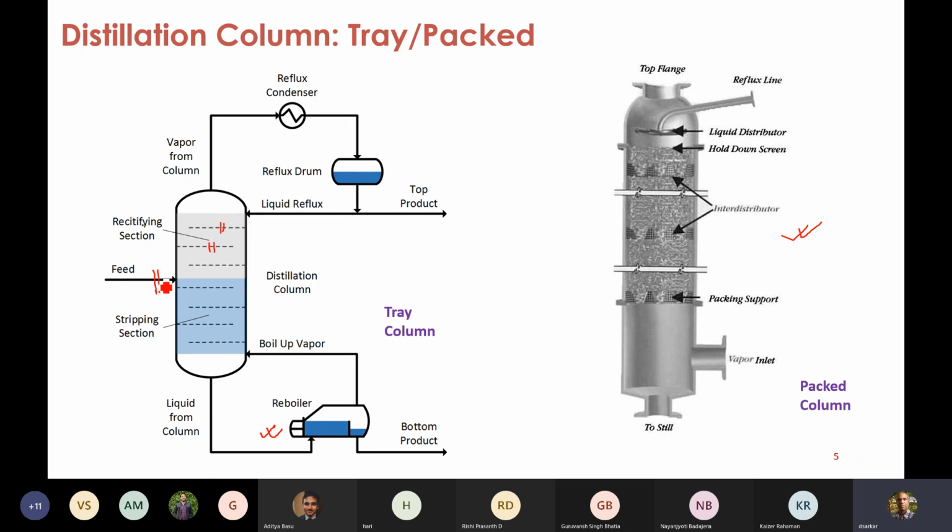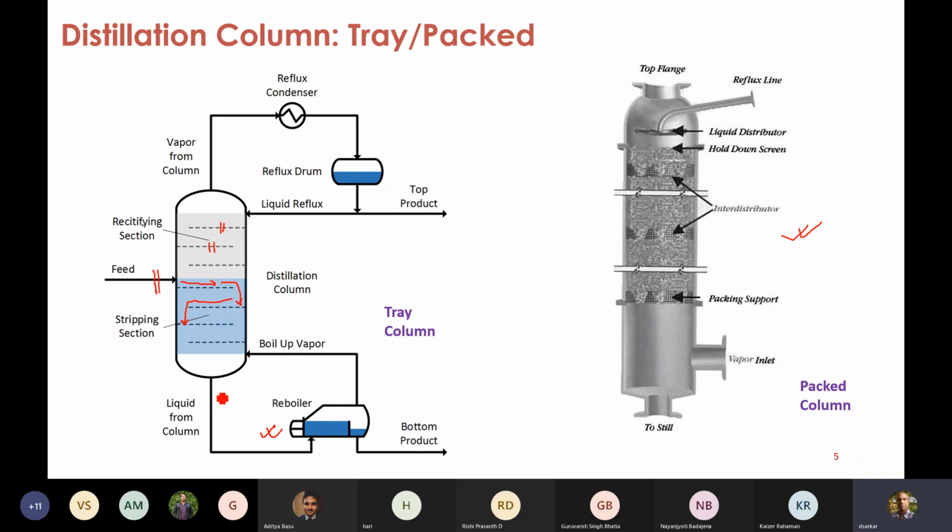It comes down due to gravity. Okay. So basically it flows through these plates. It will flow through this plate like this, and then it will come down like this. Again, it will flow like this. Again, it will come down like this. Okay, and through these perforations, the vapor will come out. Where will this vapor come from?